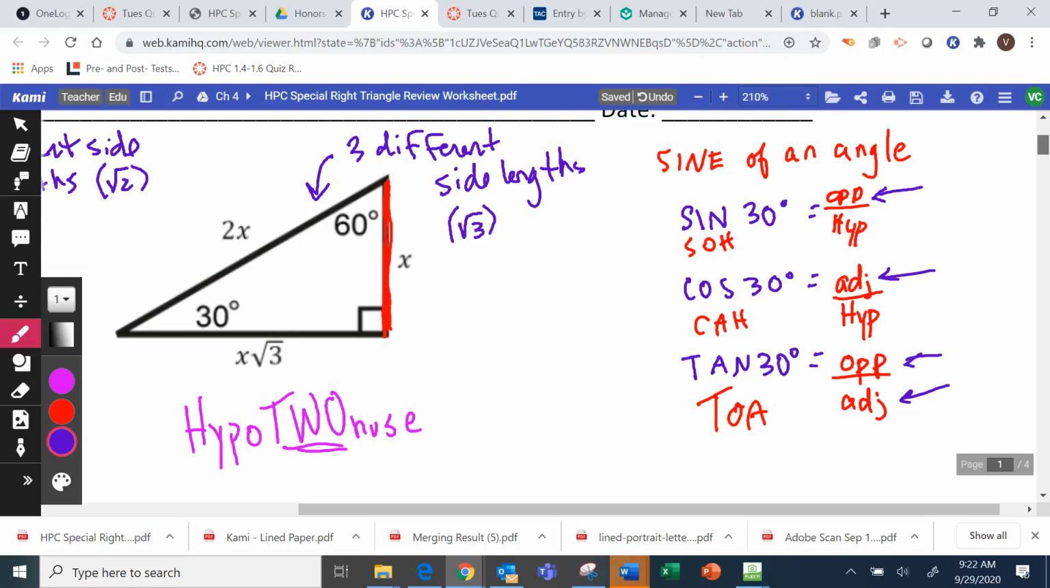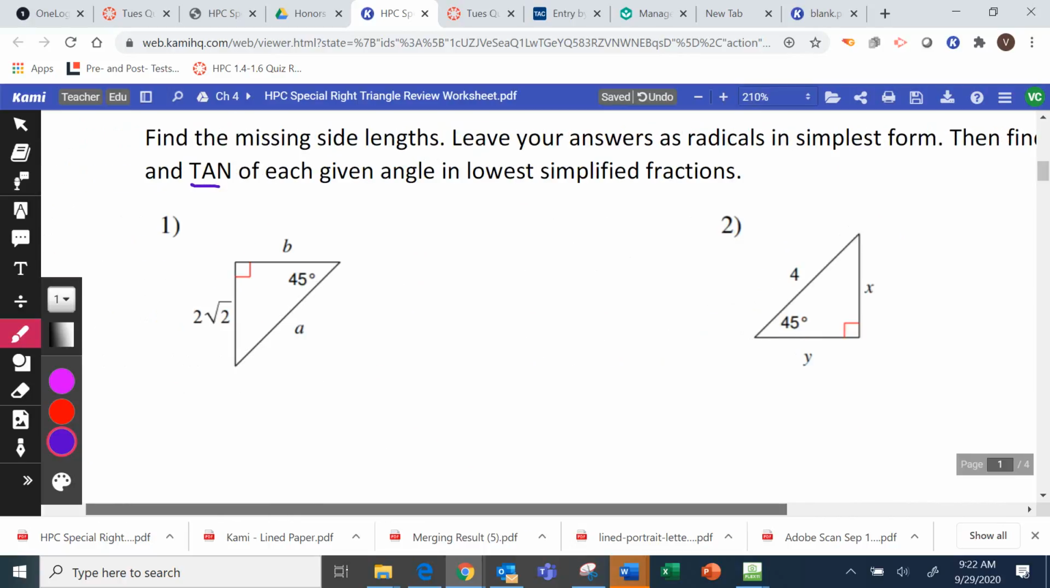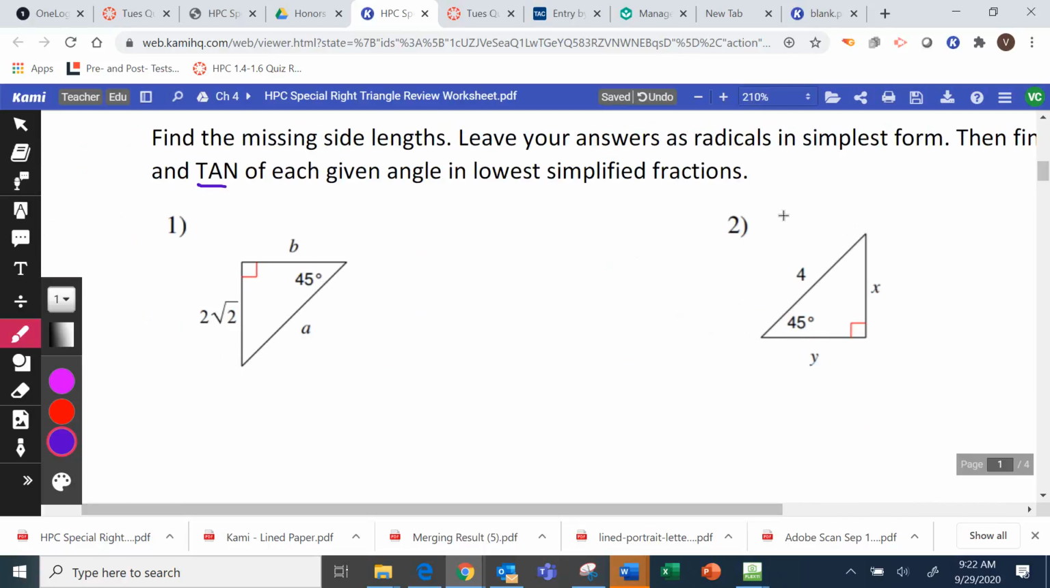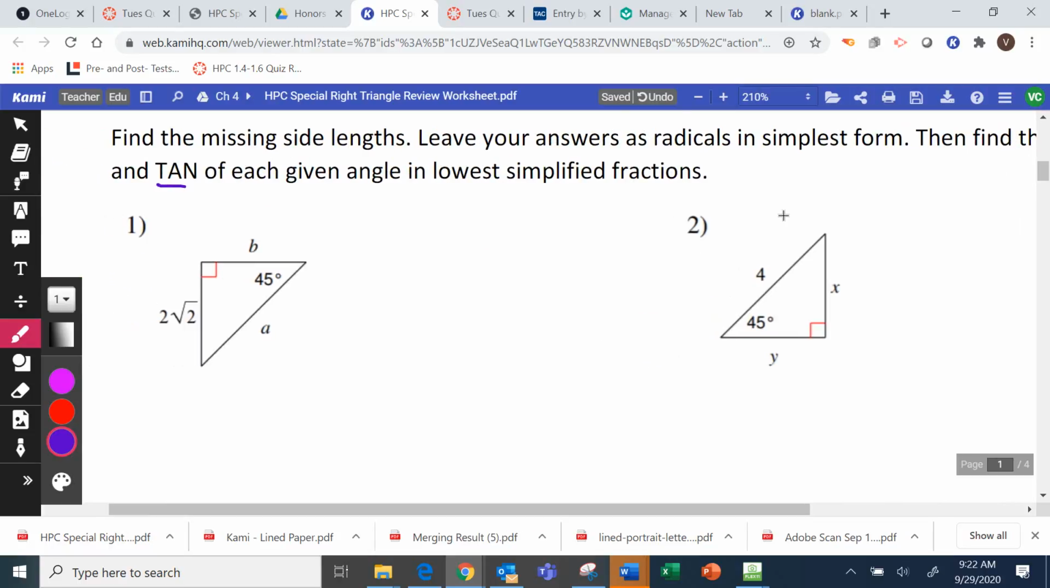So for the directions, you're going to find the missing side lengths, and then you're going to write your sine, cosine, and tangent in lowest simplified fractions of just the angle that I've written in there, and not the 90 degrees. Just the angle, like for this one, it would be that particular 45. You do not need to do both 45s. Just that one. For number 2, it would be this angle that's 45.